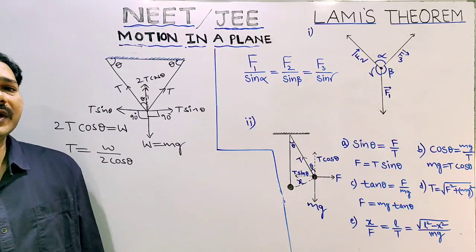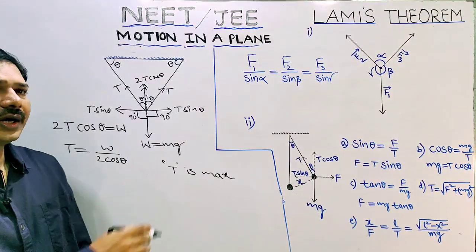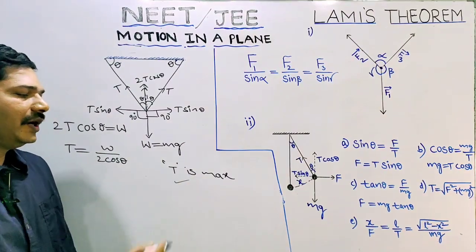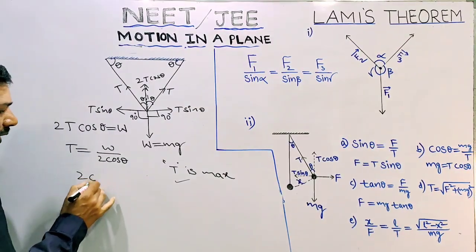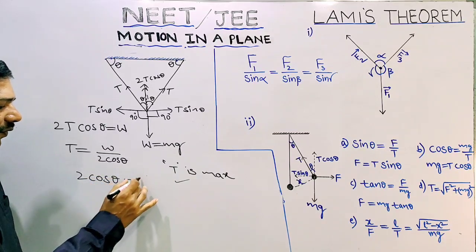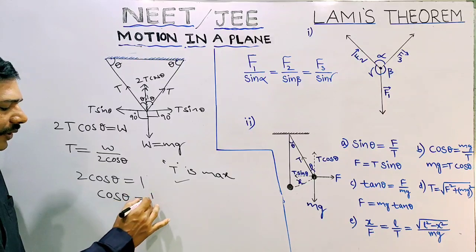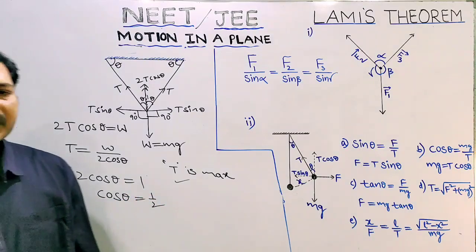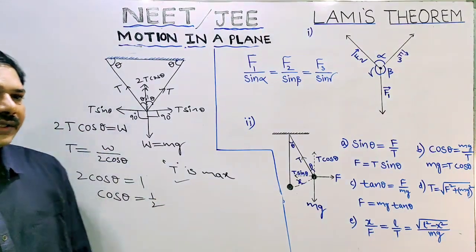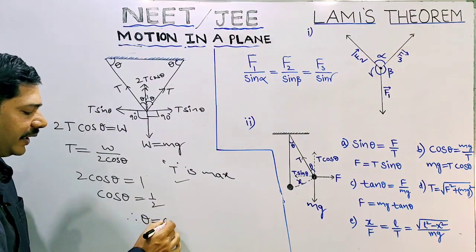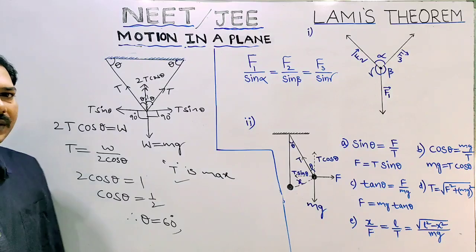So when the tension is maximum, 2 cos theta equals 1. Then cos theta equals 1 by 2. In the cos function, 1 by 2 we get at 60 degrees. Therefore theta equals how much? 60 degrees. But our answer is not 60 degrees.